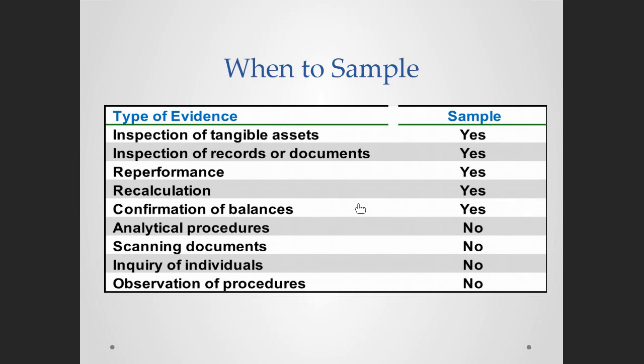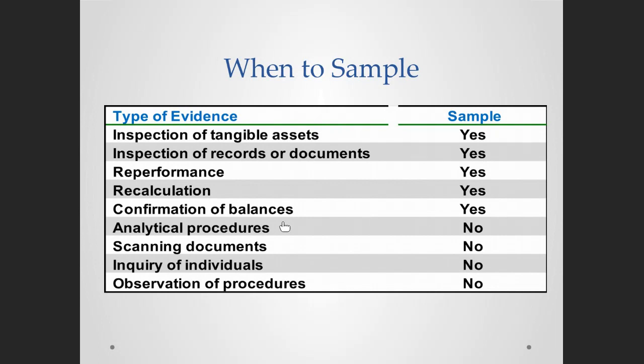Again, you need to take a sample here. You cannot do everything. And exactly how the confirmation of balances is done, or how the reperformance is done, or how the inspection of tangible assets is done, all of these details we're going to learn as we go through our chapters, inshallah. So these are the five where we generally take samples before we do the work. For the next four, we do not do sampling because the work is not that much, and we can do most of the work, so we don't take a sample.